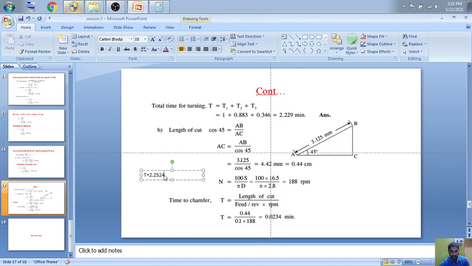This is the actual total time required for this operation, 2.2524. This is only for the turning operation. You have to add this chamfer length also. So this 3.25 and 125 we have given as linear dimension. You have to find out the tool movement in angular direction. That will become 4.4 millimeter, so 0.44 centimeter. You have to use trigonometry to find the length of this hypotenuse.